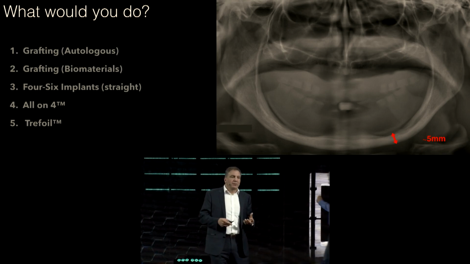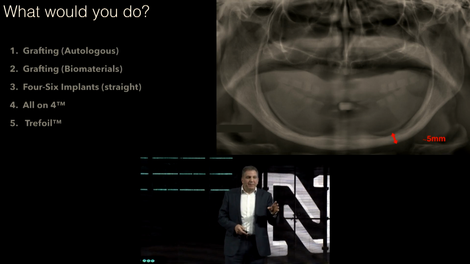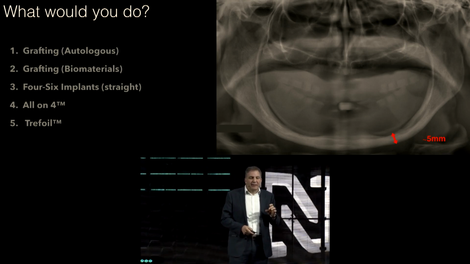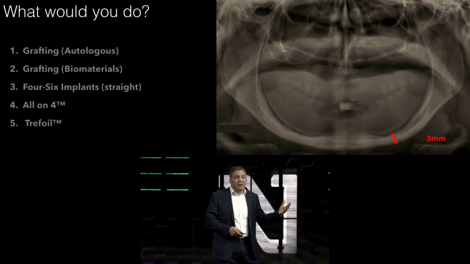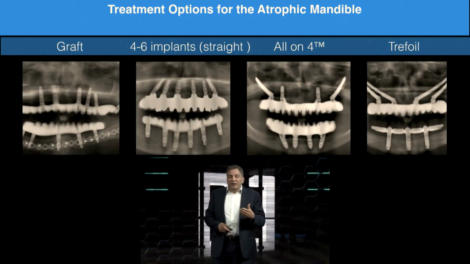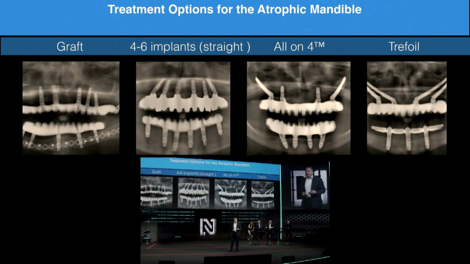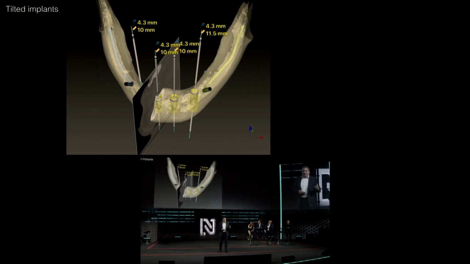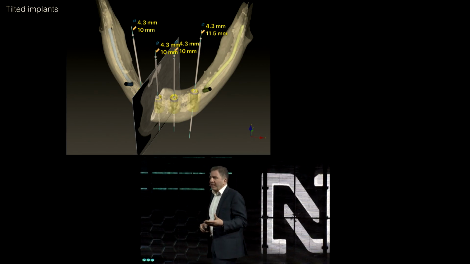So what would you do with less than 5 millimeters of mandibular height in places? Would you graft? Would you graft with a biomaterial? Are we going to think about trefoil? Are we going to carry out an all-on-4? What would you do? Let's think for a moment about all-on-4 in the mandible.